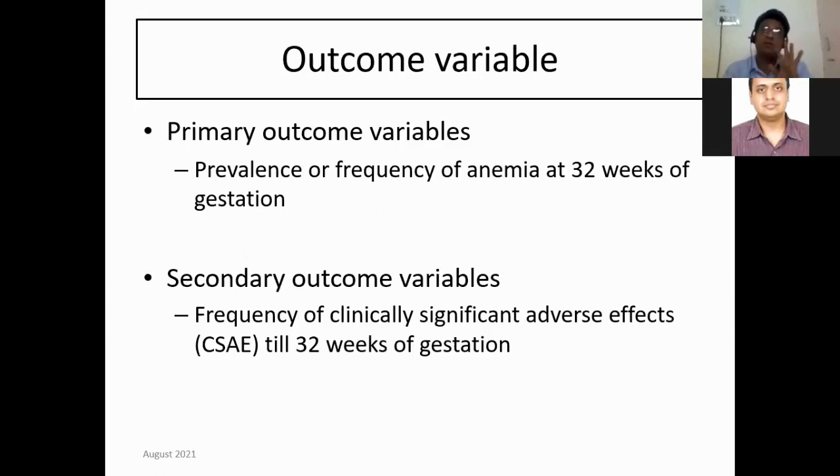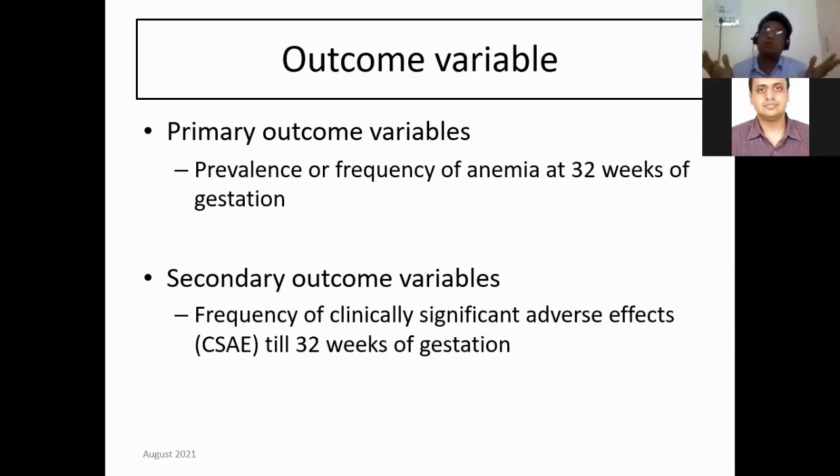Now, the third thing that we need to very clearly define is the outcome variable. One of the very important things is that the primary outcome variable should be very, very clearly defined, especially in your RCTs. For example, in this study, I will say prevalence or frequency of anemia at 32 weeks of gestation. That will be your primary outcome variable.